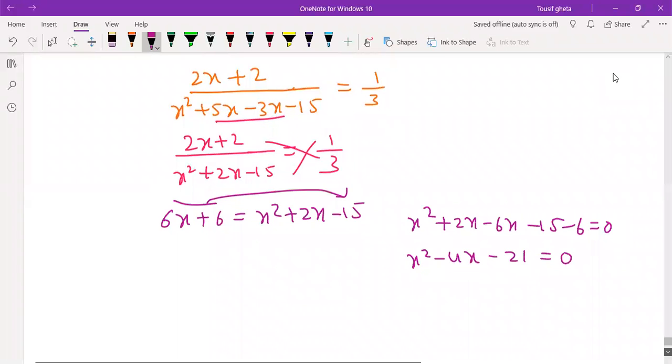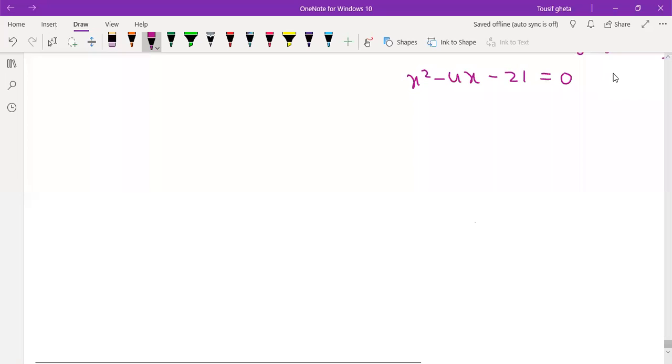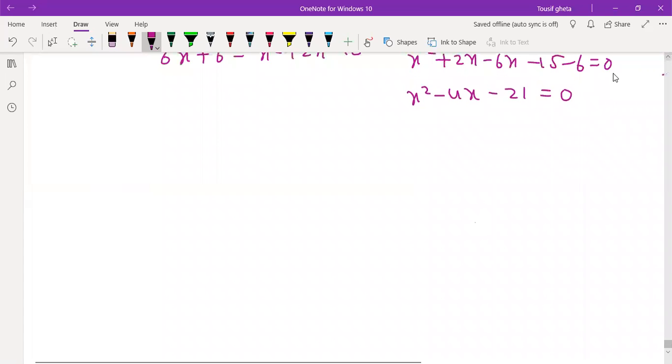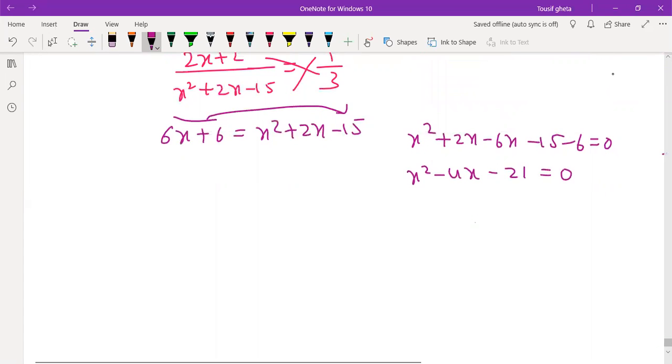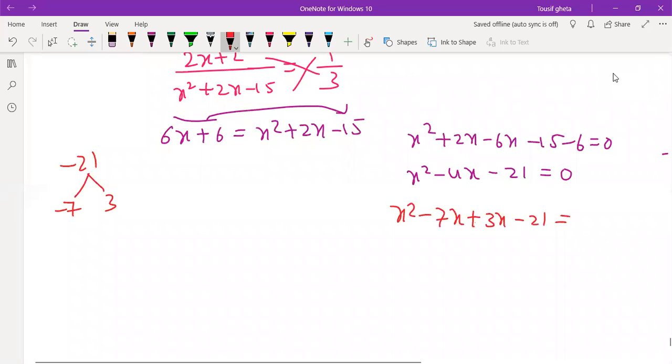Actually, I can easily factorize it. Whenever factorization is easy, I will do factorization, but it is up to you what you want to do. So here we have minus 21, and we will take 7 and 3, that is minus 7 and plus 3. x square minus 7x plus 3x minus 21 equals 0. x common, x minus 7, 3 common, x minus 7. You will get the answer x is equal to 7 and x is equal to minus 3.